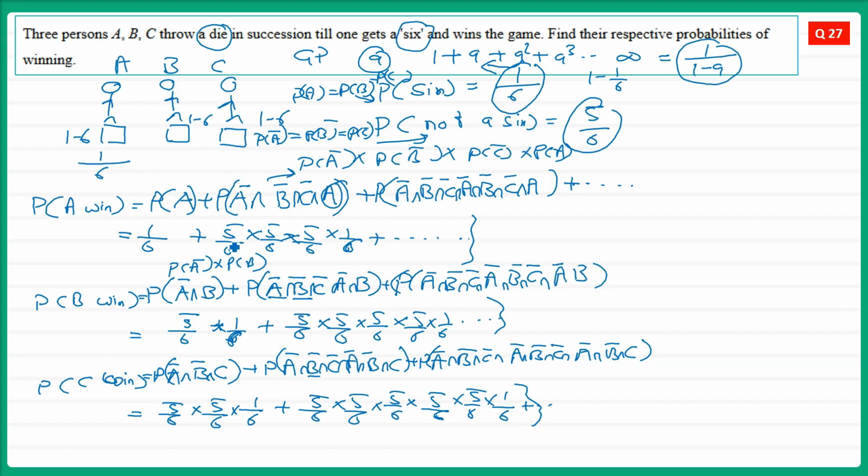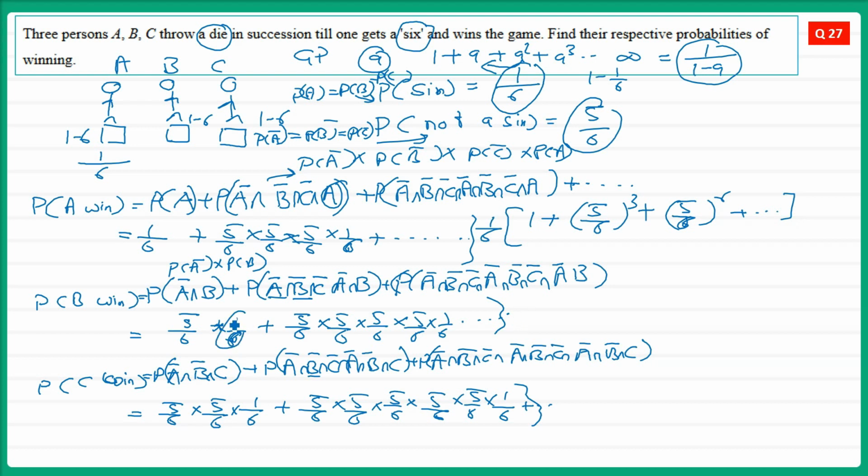Now I'm going to show you that all these have a common content. How? When you take 1 by 6 common from the first series, that is A wins, 5 by 6 cube remains inside. And with our previous knowledge, the third one will be 5 by 6 raised to the power 6. This goes on and on.